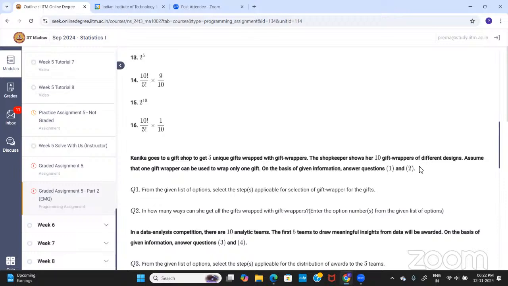Okay, so since we have to select for all the 5 gifts, that will be simultaneously, right? Like for all the 5 we are selecting. How do we know that? Because she also can select them one by one. Why simultaneously?